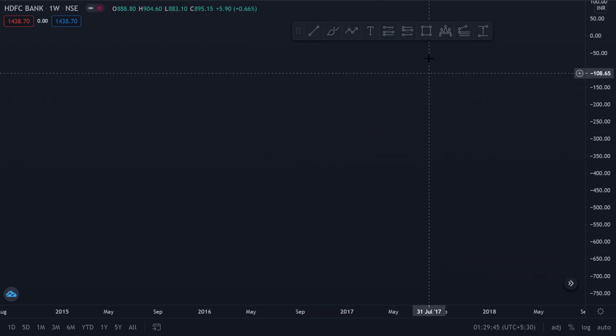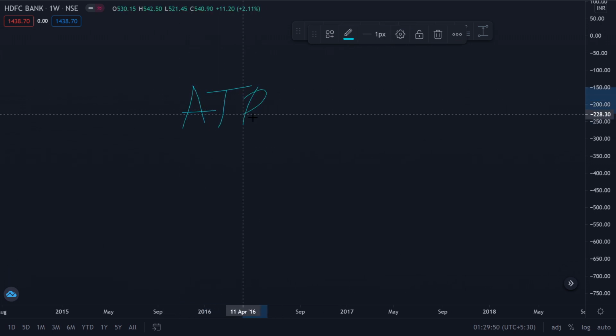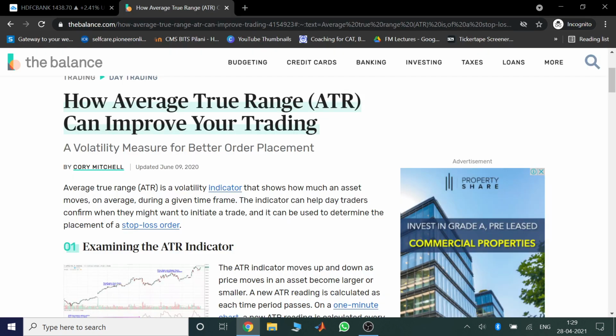For this situation we will be using an indicator called the ATR indicator. First let us look at what the ATR indicator is. ATR stands for average true range. It is a volatility indicator that shows how much an asset moves on average during a given period of time. In an ATR indicator, you enter a number like 10 or 20 or 30, and it shows how much the price has moved on average in the past 10, 20, or 30 trading sessions. This indicator can help day traders to determine the placement of stop loss orders.